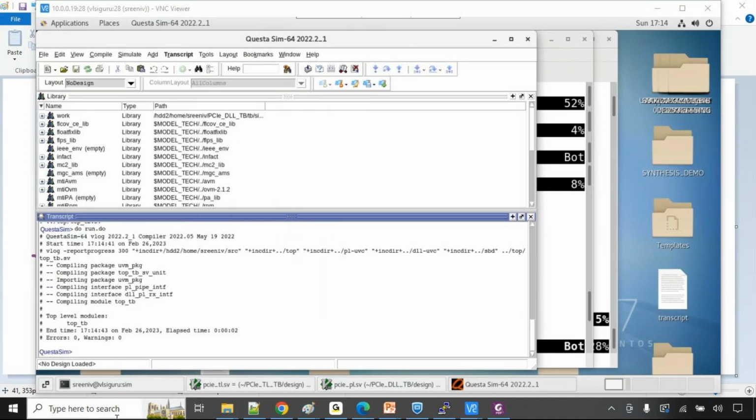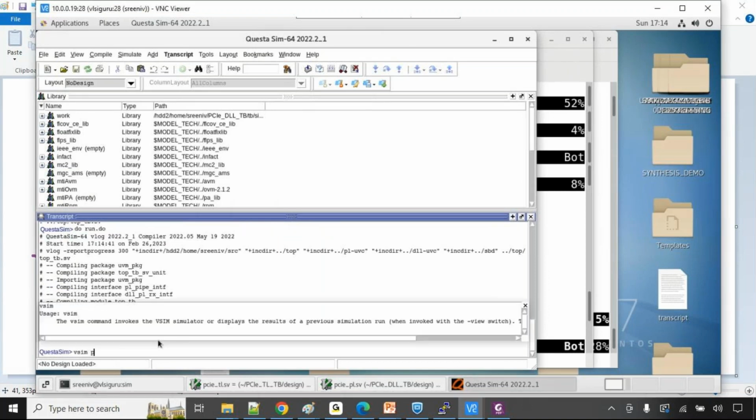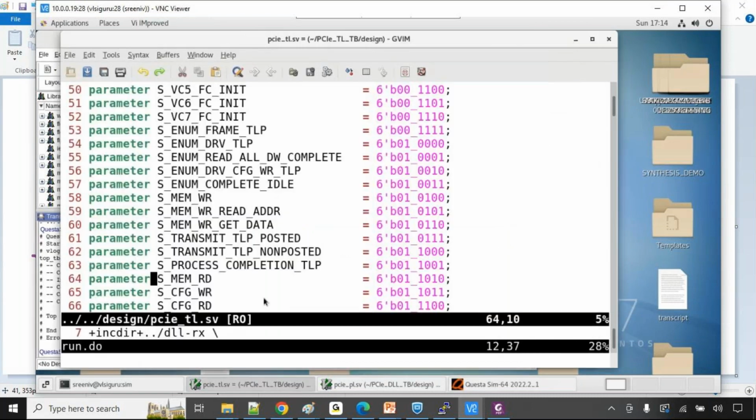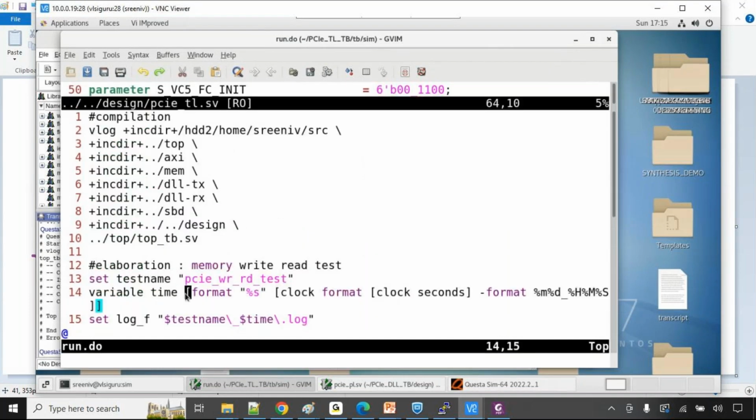Of course, what we do here is sim hyphen no opt. There is a specific syntax we have to follow because we are running with Questa Sim. So, the syntax we are going to follow.